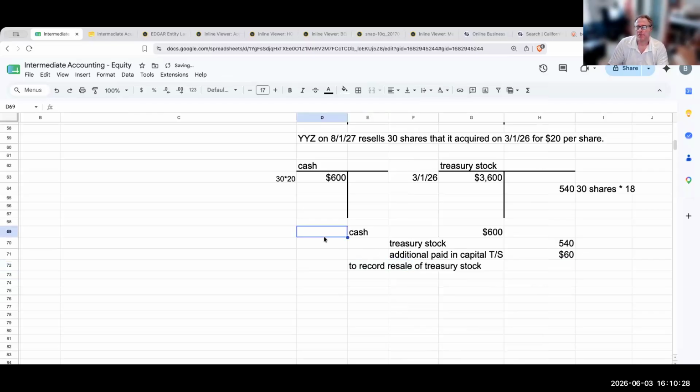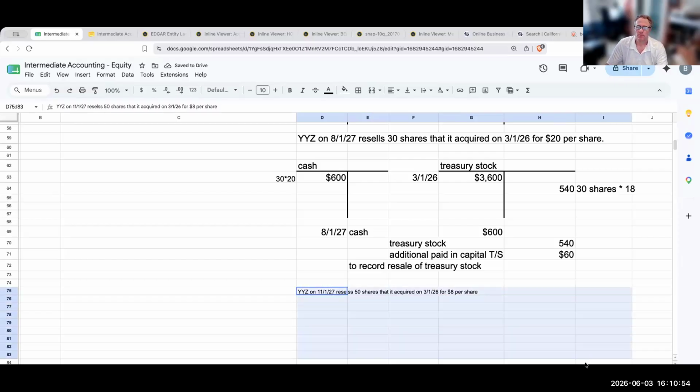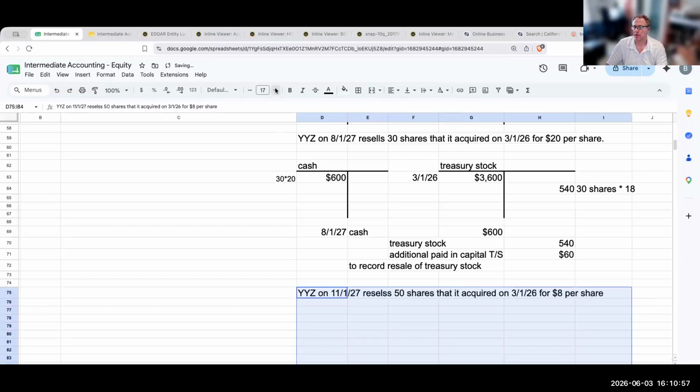Okay, now, the next thing I'm going to look at over here is to say, well, YYZ on, say, 11/1/27 resells 50 shares that it acquired on 3/1/26 for $8 per share. So, by the way, I'm just going to show you something really quickly to show the importance of cash management.